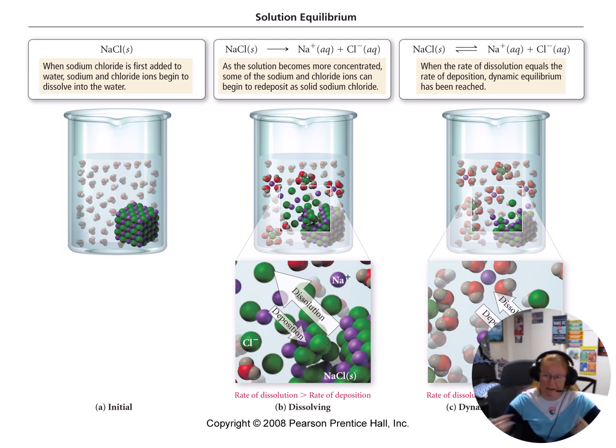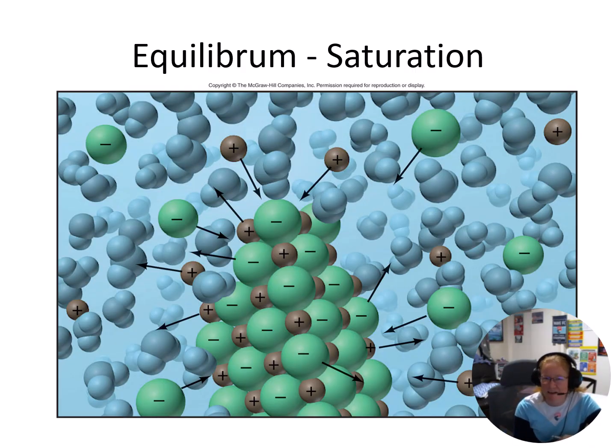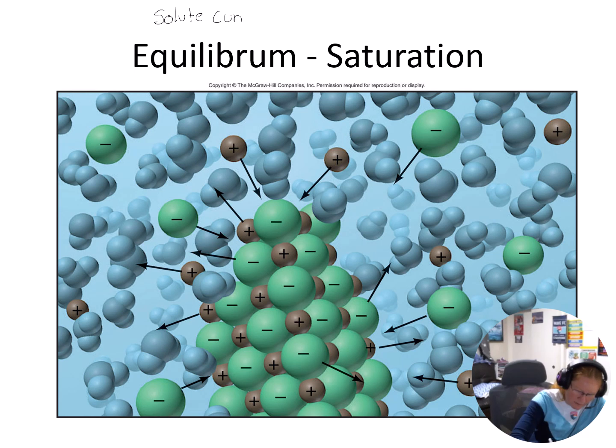All right, and so it's very dynamic. It goes back and forth. So we reach that equilibrium when our rate of dissolution equals the rate of deposition. That's our dynamic equilibrium, right? And if we have something that's saturated, we've got that excess crystal sitting in there. And so again, ions are hitting it, more ions are dissolving. Ions are hitting it, more ions are dissolving. And so we get this equilibrium between our solute that is undissolved and our solute that's dissolved.